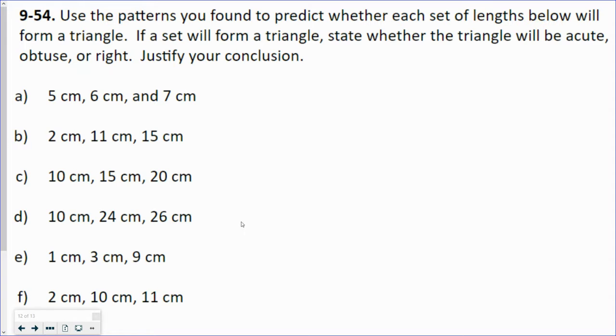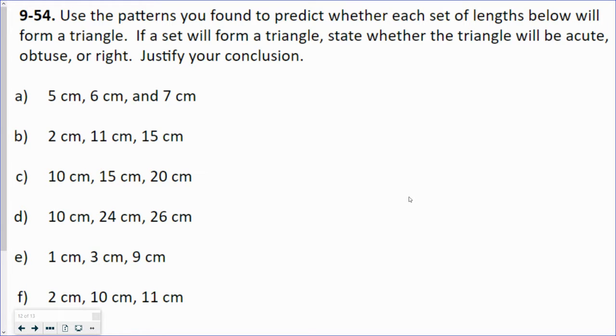All right, let's practice it. So here we go. Use the patterns you found to predict whether each set of lengths below will form a triangle. So decide if it's a triangle. If it does, then state whether it's an acute, obtuse, or right triangle. We're going to do the first one together. And it does say to justify your conclusion, so you need some evidence. You need some work here. Here is the work I'm going to show.